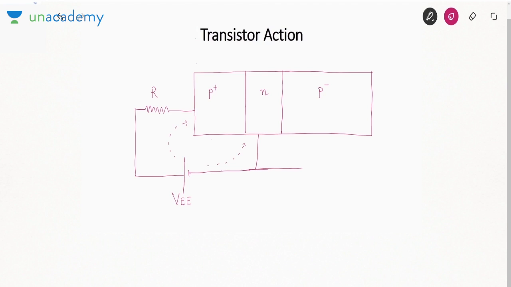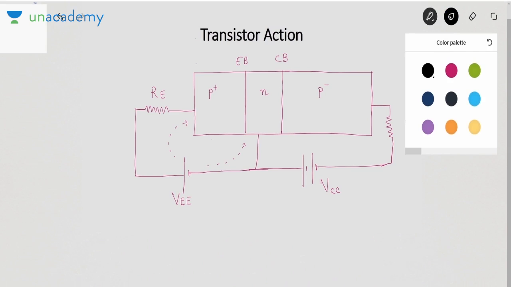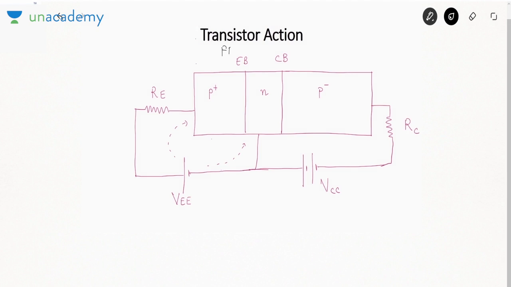And we will reverse bias the collector base junction. This is the emitter base junction, this is the collector base. For reverse biasing, we use a positive supply at the N and a negative supply at the P. This is called VCC, with RC, or let me write it as RE. Now the question comes: how does this device work? If you see this, the emitter base junction is forward biased. This junction is reverse biased.